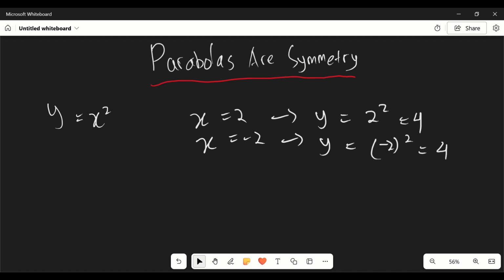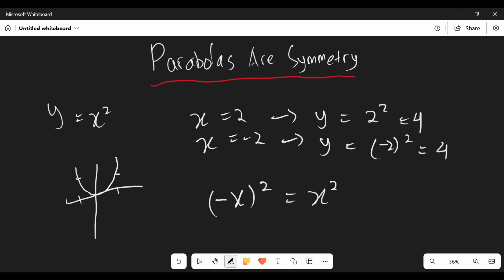So, different inputs, same output. That means the graph must mirror across the vertical axis. So, the parabola has a perfect symmetry like this. Same output, different input. It's because minus x squared is the same thing as x squared.